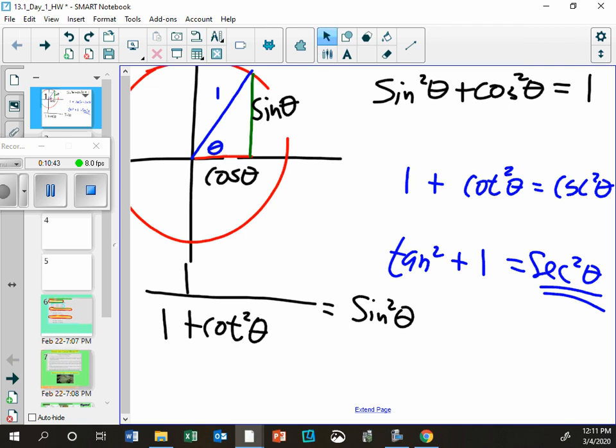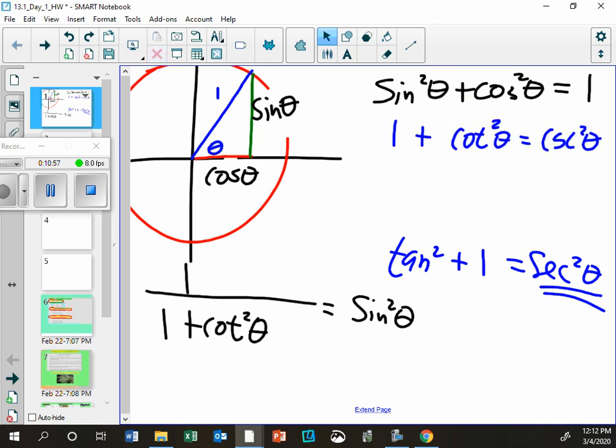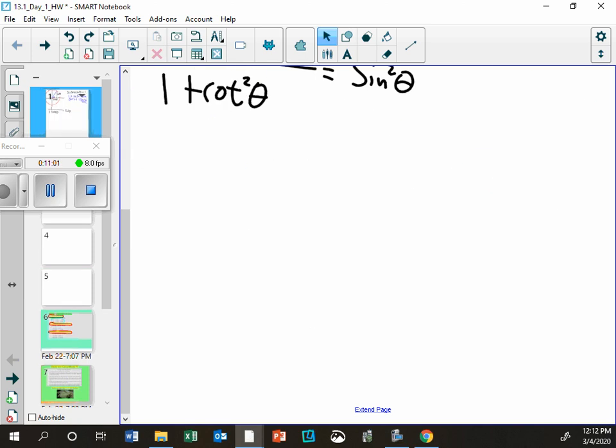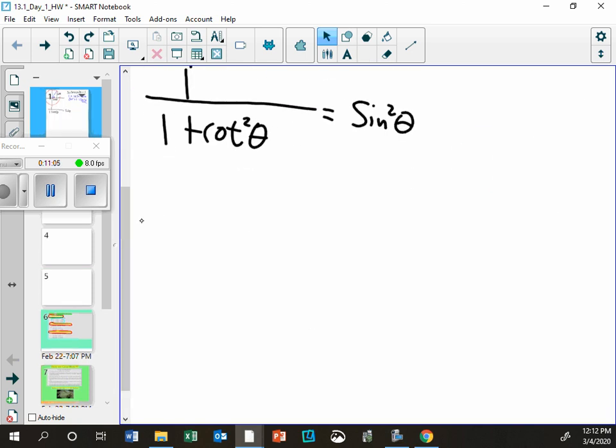Now, the fact that we just talked about this stuff means that maybe some of you are like, oh yeah, that's obvious. But if you just see this problem without the context of these facts, I'm going to move it up so that you can't see those facts anymore. You just look at that question and somebody says, prove that 1 over 1 plus cotangent squared is equal to sine squared. That's pretty abstract.